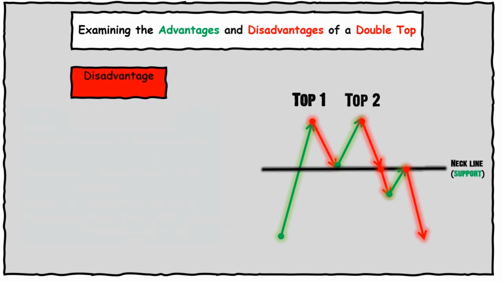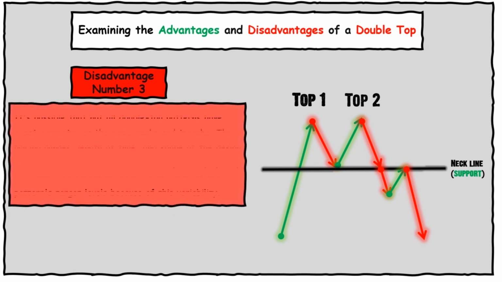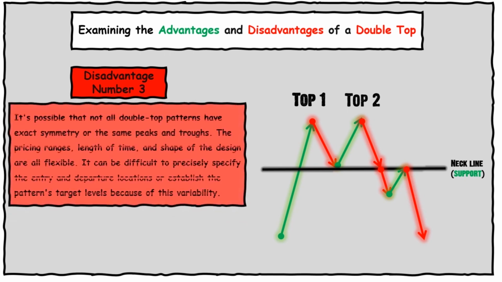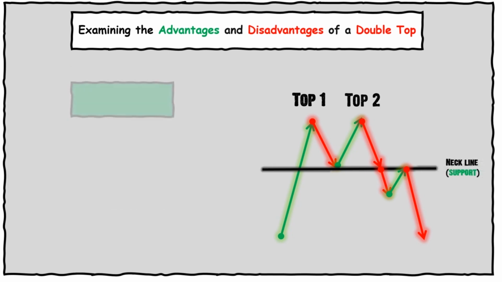Disadvantage number 3. It's possible that not all double top patterns have exact symmetry or the same peaks and troughs. The pricing ranges, length of time, and shape of the design are all flexible. It can be difficult to precisely specify the entry and departure locations or establish the pattern's target levels because of this variability.